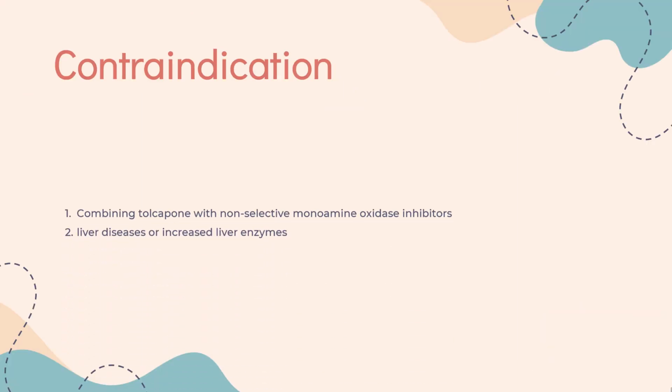Contraindication. Combining Tolcapone with non-selective monoamine oxidase inhibitors such as phenelzine or tranylcypromine is contraindicated. Tolcapone is also contraindicated for people with liver diseases or increased liver enzymes.